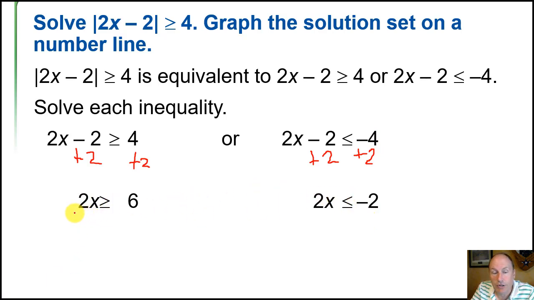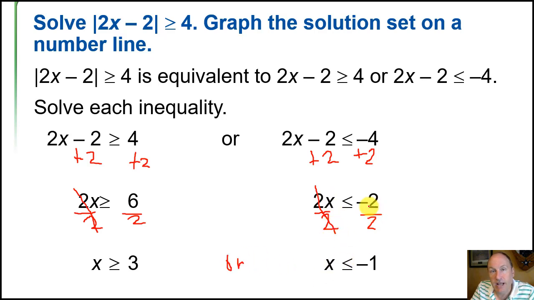The next thing we're going to do is use the division property of inequality and divide everything by 2. The reason for that is the 2 is being multiplied by x, so we want to divide by 2 to get rid of it. So on the left part here we have 2x divided by 2, which is x, 6 divided by 2, which is 3. So the left-hand inequality is x greater than or equal to 3, or 2x divided by 2 is x, and negative 2 divided by 2 is negative 1. We don't have to change the direction because it is dividing by a positive number.